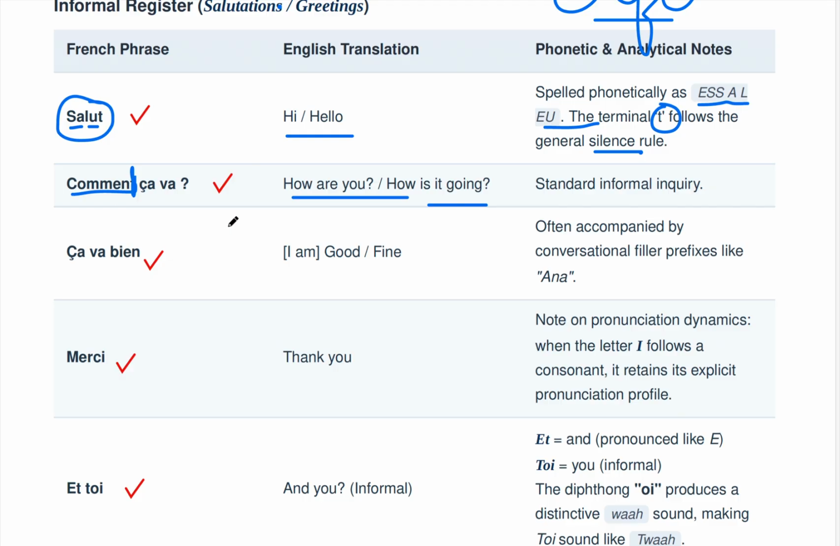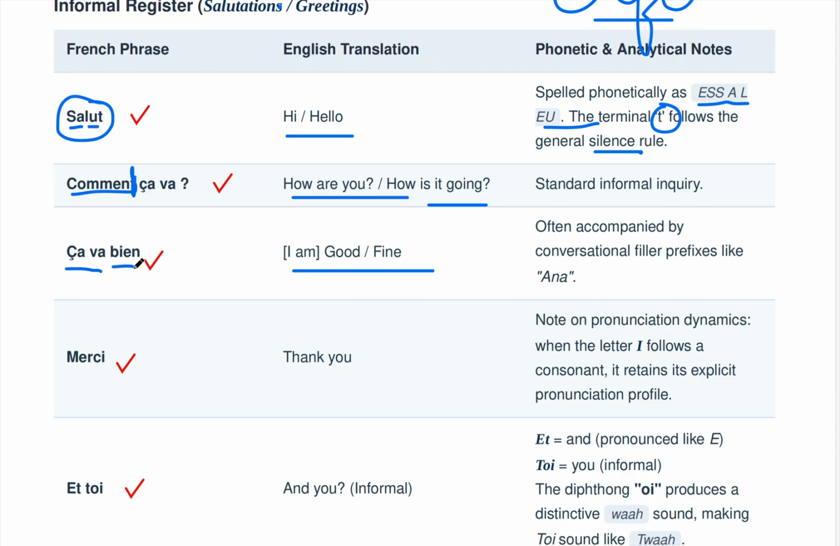Salut, como ça va? D'accord? Salut, como ça va. And another person will say, I am good. So it will be ça va bien.